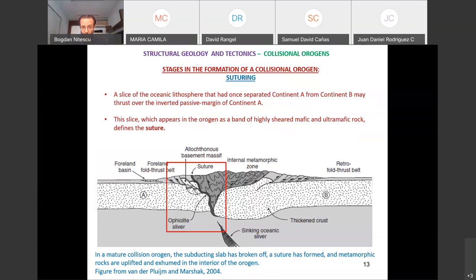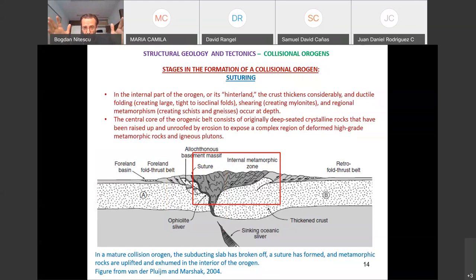So the internal part is what's called the hinterland. Here you have the largest thickness of the crust. So the crust thickens considerably. Because it's thick, at depth you have basically plastic deformation. You have mylonites, folding, regional metamorphism, all these stages of regional metamorphism at depth. And this part is usually exhumed because of erosion. So the top part is eroded, so that the deep part at some point reaches closer to the surface, so we can see these rocks in the cores of orogenic belts, because these orogenic belts are living organisms.